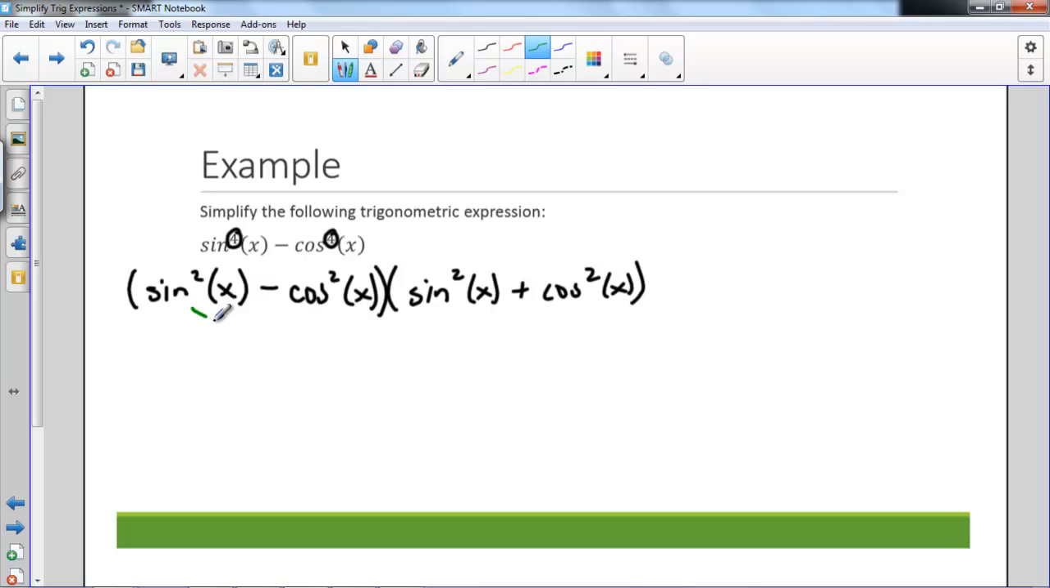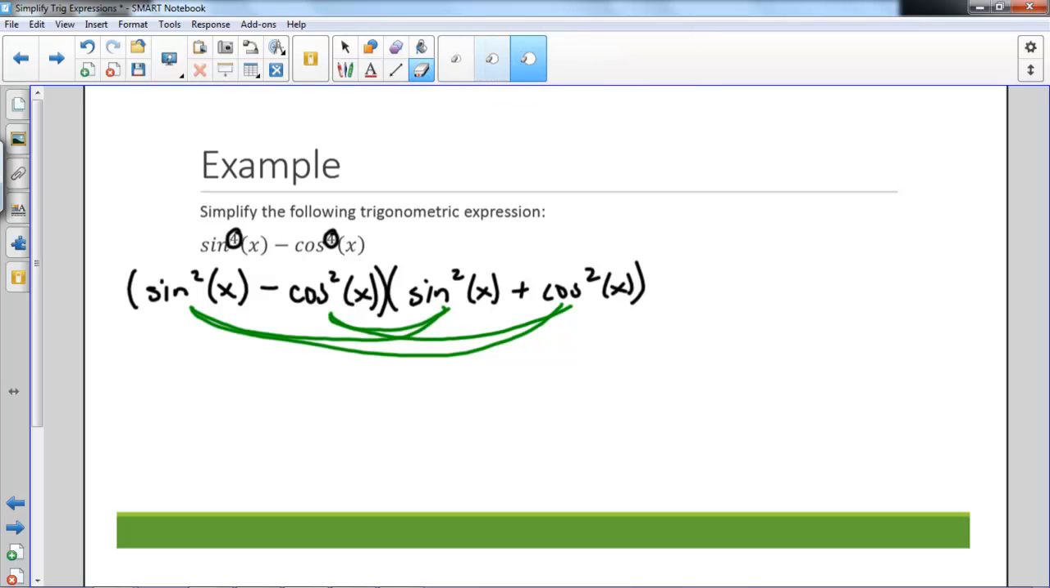So if I FOIL this back out, I'm going to get sine to the 4th x plus sine squared x cosine squared x, and then I have a minus cosine squared x sine squared x, so those two terms are going to cancel, and I'm going to be left with a minus cosine to the fourth x. So in checking my work, I did obtain the original sine to the fourth x minus cosine to the fourth x. I'm going to erase this so I can see what I have.